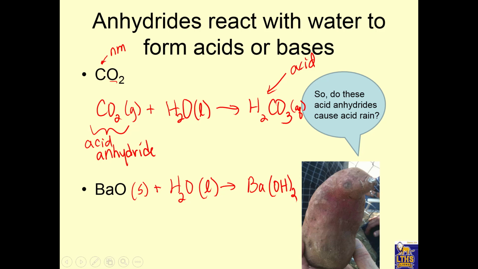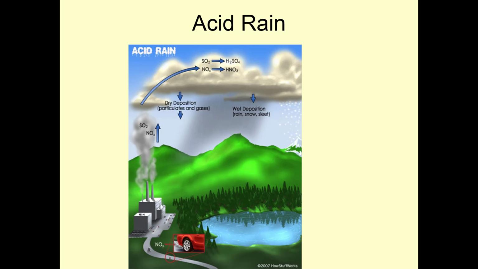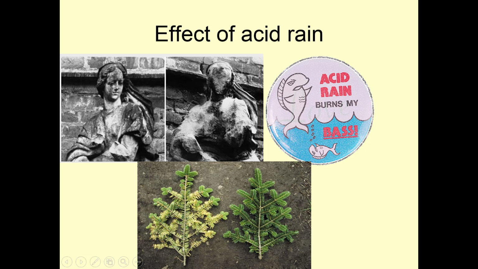Okay, so you can see that this is a base anhydride, because when you put it into water, it turns into this. Alright, so see how these gases are coming from, and then this also produces CO2. Then they turn into acid, and then those get deposited. Okay. Here are some effects of acid rain.